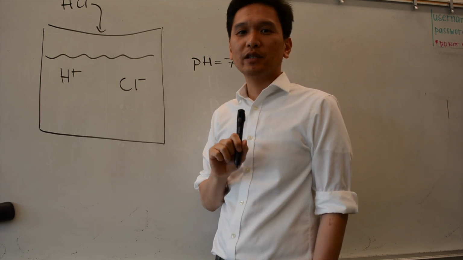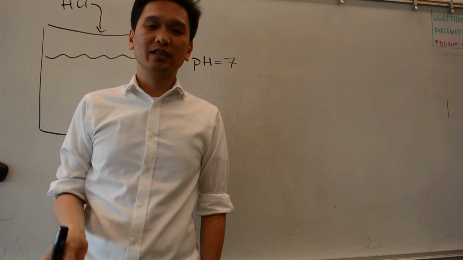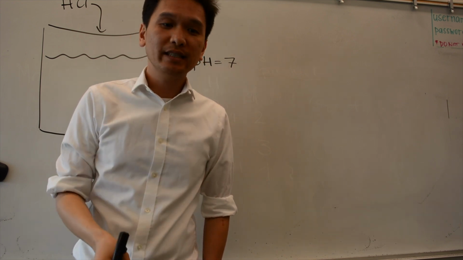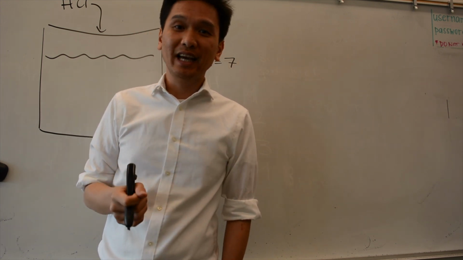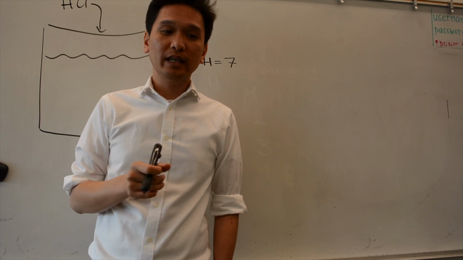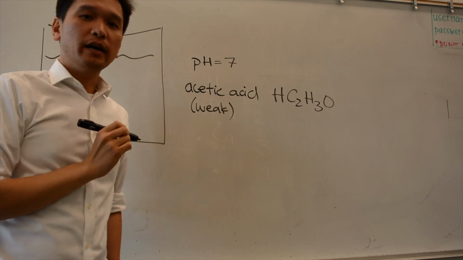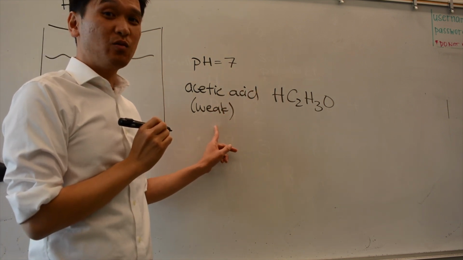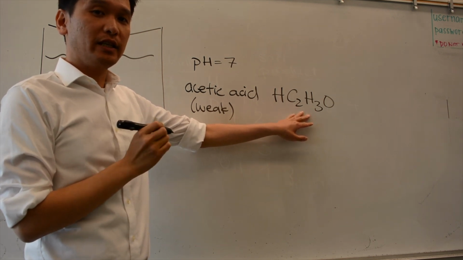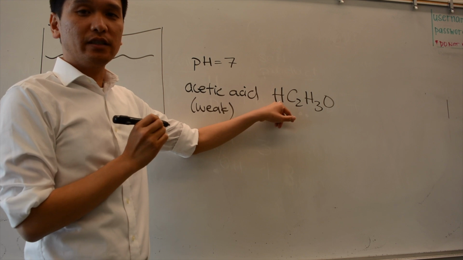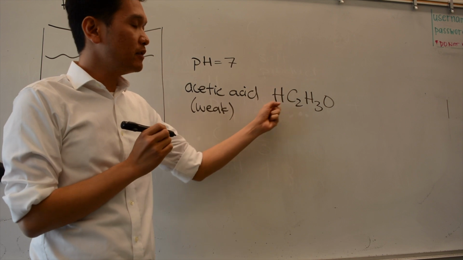Now let's see what happens when you have a buffer in there. A buffer is made of a weak acid and its conjugate base, or a weak base and its conjugate acid. Let's take one of those examples right now. Let's go with acetic acid. Remember, acetic acid is a weak acid. Remember how to write acetic acid dissociating in water? The H in front is your acidic hydrogen, whereas the hydrogens in the middle are not acidic. That's why we try to differentiate them.